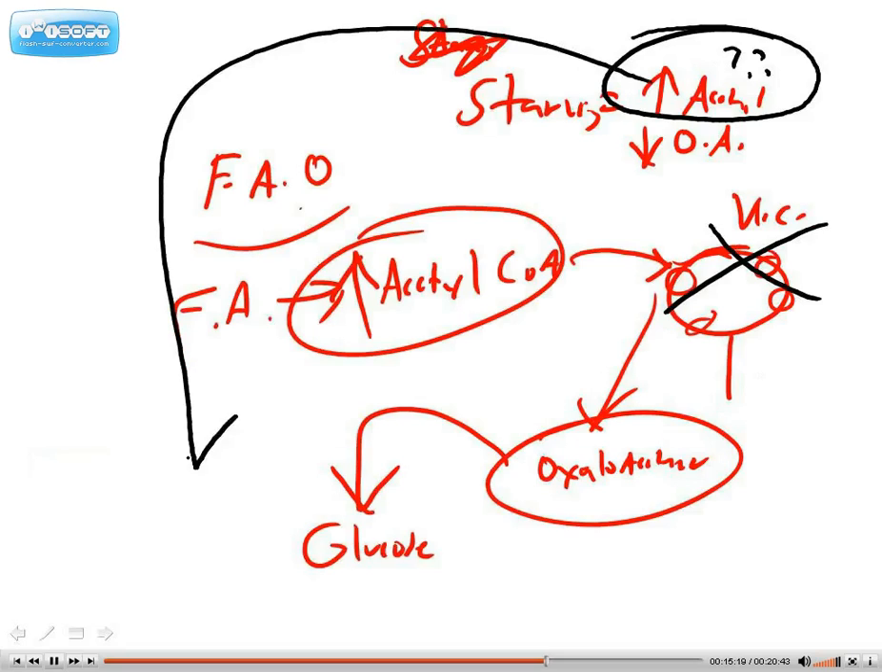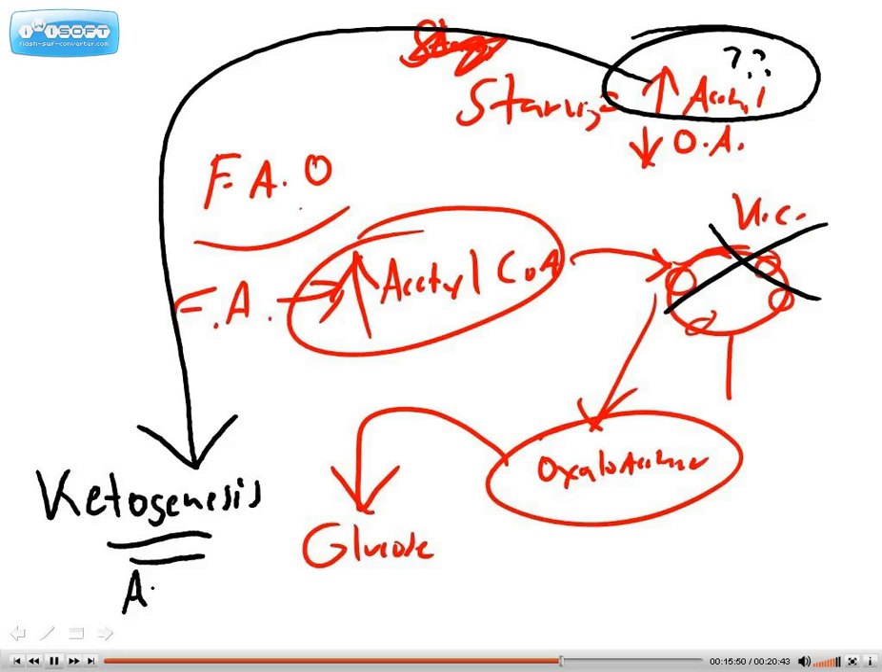Well, the body uses a temporary energy pathway, which we refer to as ketogenesis. And this only occurs when you're starving or if you're on what's called the Atkins diet. It can also occur during diabetes, but I'm not going to get into that one. Ketogenesis. So basically what happens is it's going to use those abundant amounts of acetyl groups, and it's going to turn them into what we call ketone bodies.